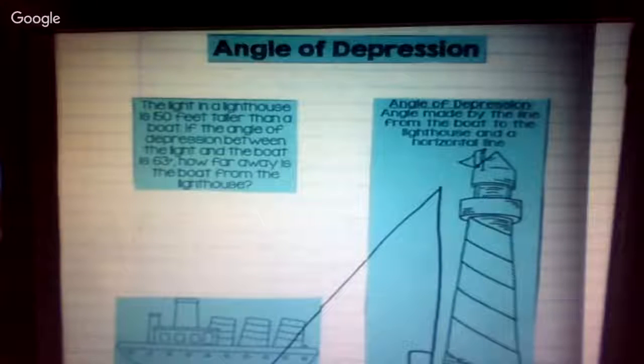Okay. And Jesus said, let there be light. So it says the light in a lighthouse is 150 feet taller than a boat. Where does 150 feet go then?